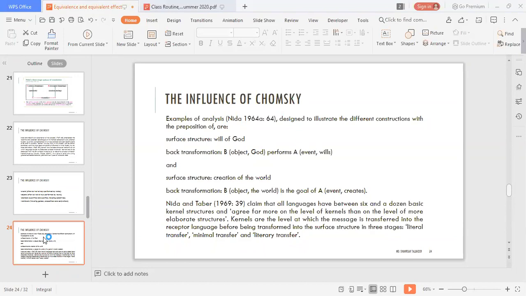So what are those three stages? One is literal transfer, minimal transfer, and literary transfer. So you see the literal transfer, and then minimal transfer, and then literary transfer.